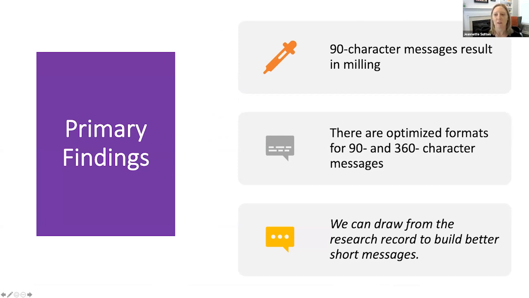And one of them you're all very familiar with, I'm sure, is that 90 character messages result in milling. We also found that there are optimized formats for the 90 and 360 character messages. And we can draw from the research record to build better short messages. In other words, all of the work that was developed by Mileti and Sorensen in the early 1990s applies to all messaging types, regardless of it being short or long.